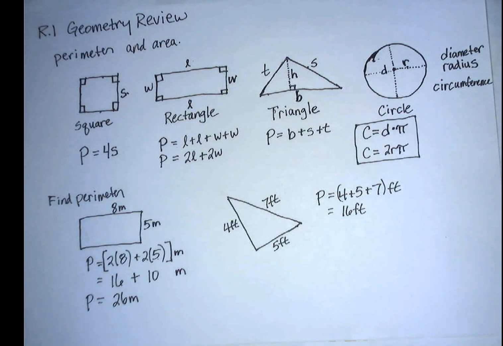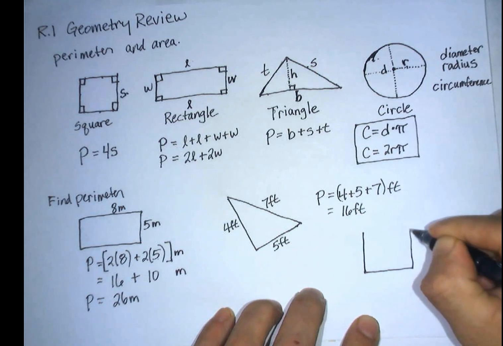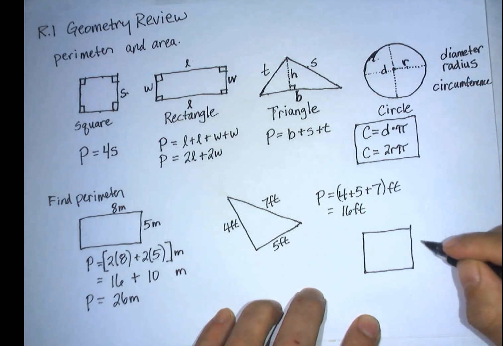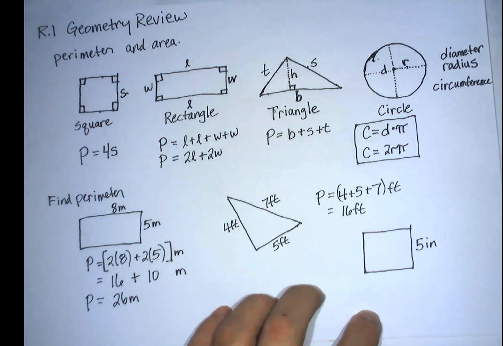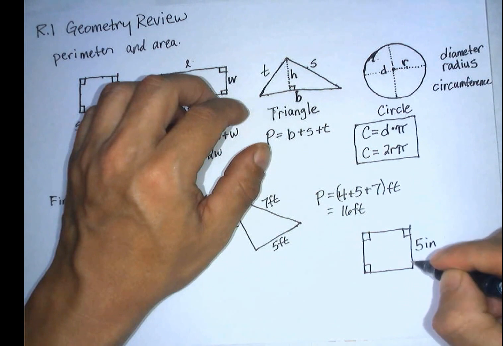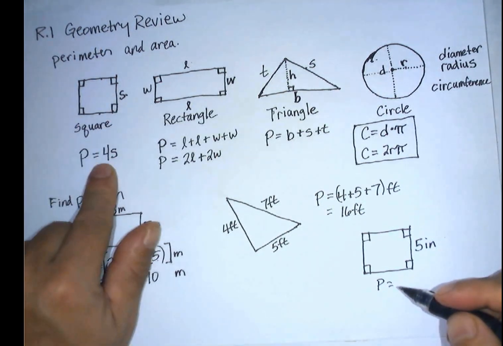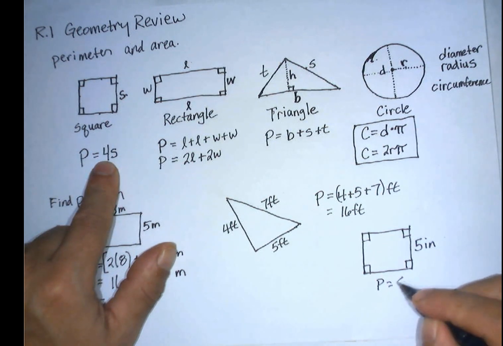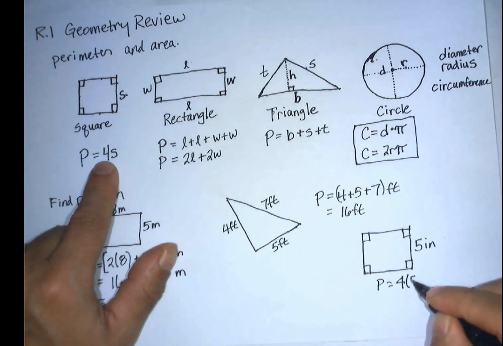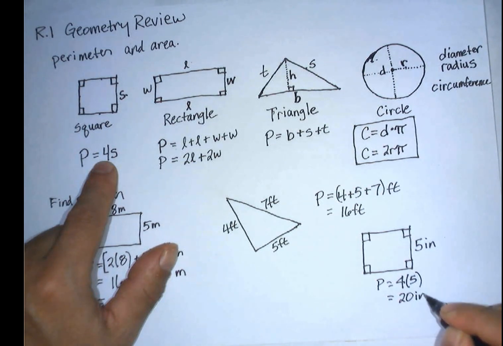All right, one more. Let's find the perimeter of a square. And we'll say this square has sides of 5 inches. We know it's a square. We're given that it's a square. So that perimeter is simply 4s. So it's 4 times s, and s is 5. And 4 times 5 is 20 inches.